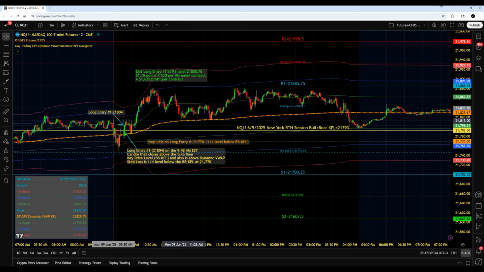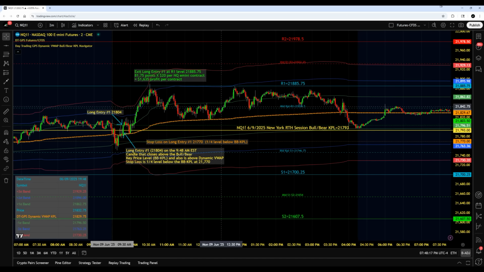And if you wanted to take additional entries here, then your stop loss would be slightly below the bull bear key price level for, say, a normal stop loss. If you wanted a tighter stop loss, then you could go halfway between the dynamic VWAP KPL navigator and the bull bear KPL. But as you can see here, we did get a move back up. So if you did take this secondary trade here, it never would have hit the stop loss, and eventually it went right back up to R1 again.